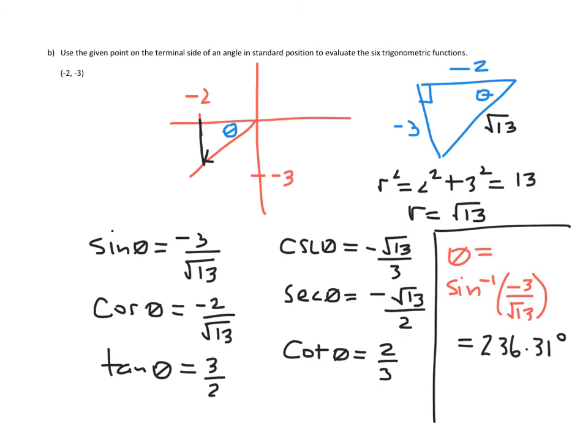236.31 degrees. And what is the reference angle? The reference angle, I can get it by subtracting 180 from this angle. So this is theta, but for the reference angle, I subtract 180 because it's in quadrant 3, so I get 56.31 degrees.